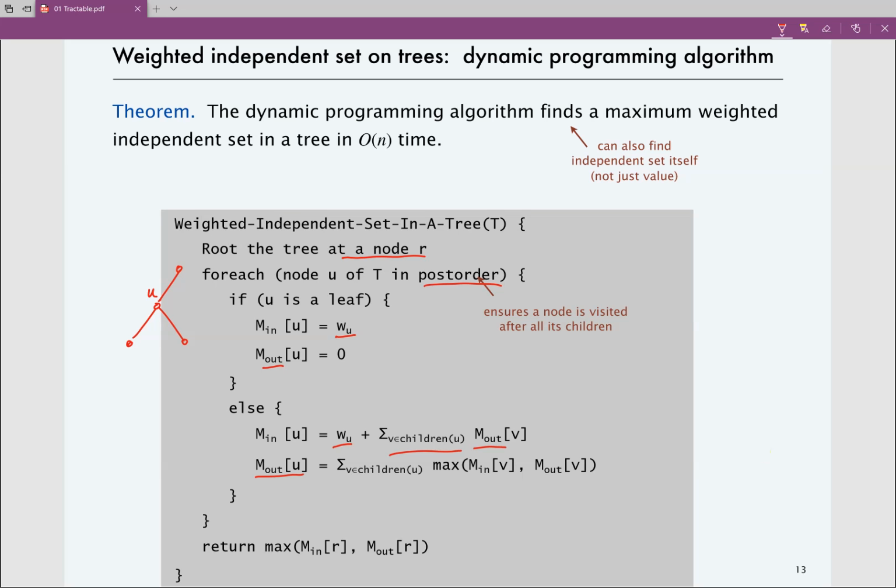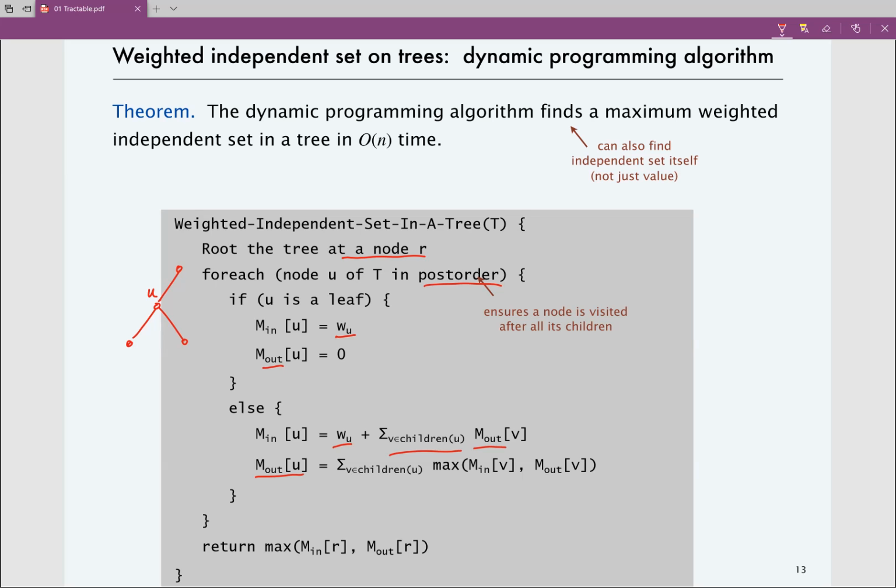After doing all of this, the final value that we want to return comes from the root node R, since this entire algorithm bottoms out at R, the final node that we process. For the root node R, we can either choose to include it or not include it in the independent set. We're going to make whichever choice gives us the larger value, so overall we return the max of these two values.